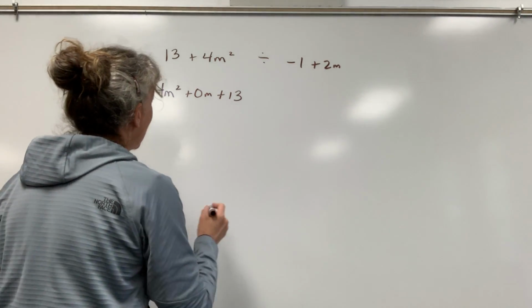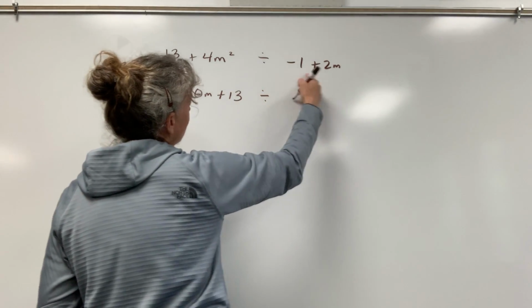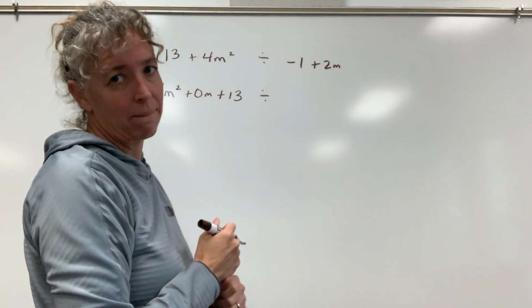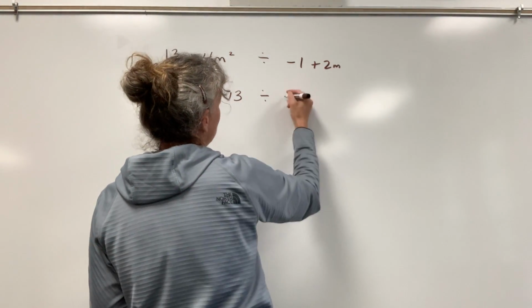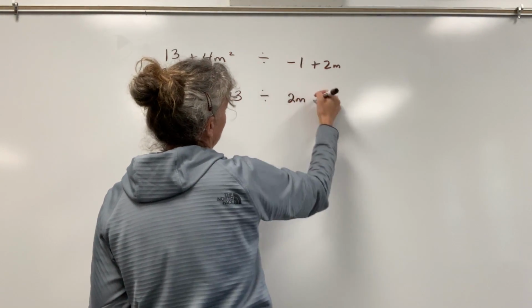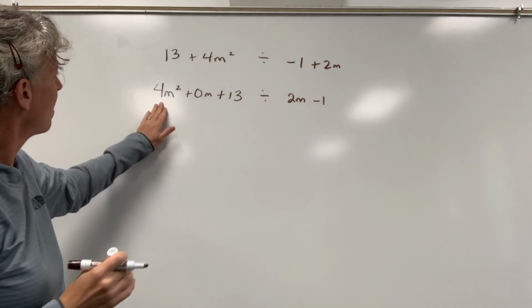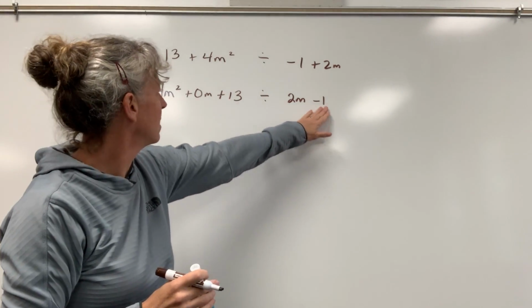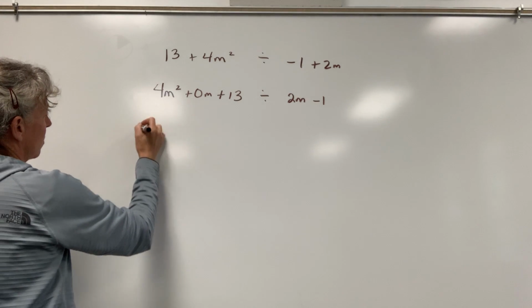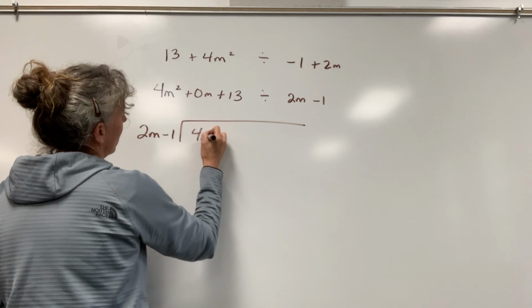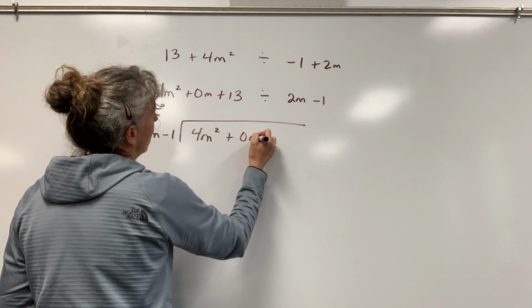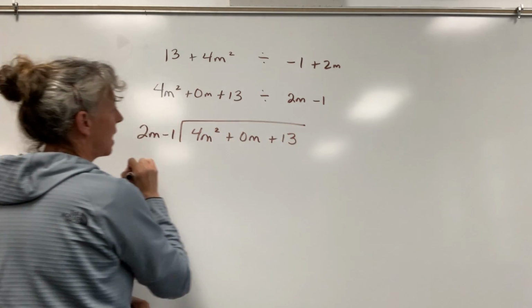All right, now I'm going to divide it by, is this in the correct order? I need to put my letters before my numbers, right? So we're going to go ahead and rearrange that and put my 2m first and then my -1. All right, now I have 3 terms and this is in the correct order, so now I can start. Okay, 2m minus 1 is on the outside, 4m squared plus 0m plus 13 is on the inside.